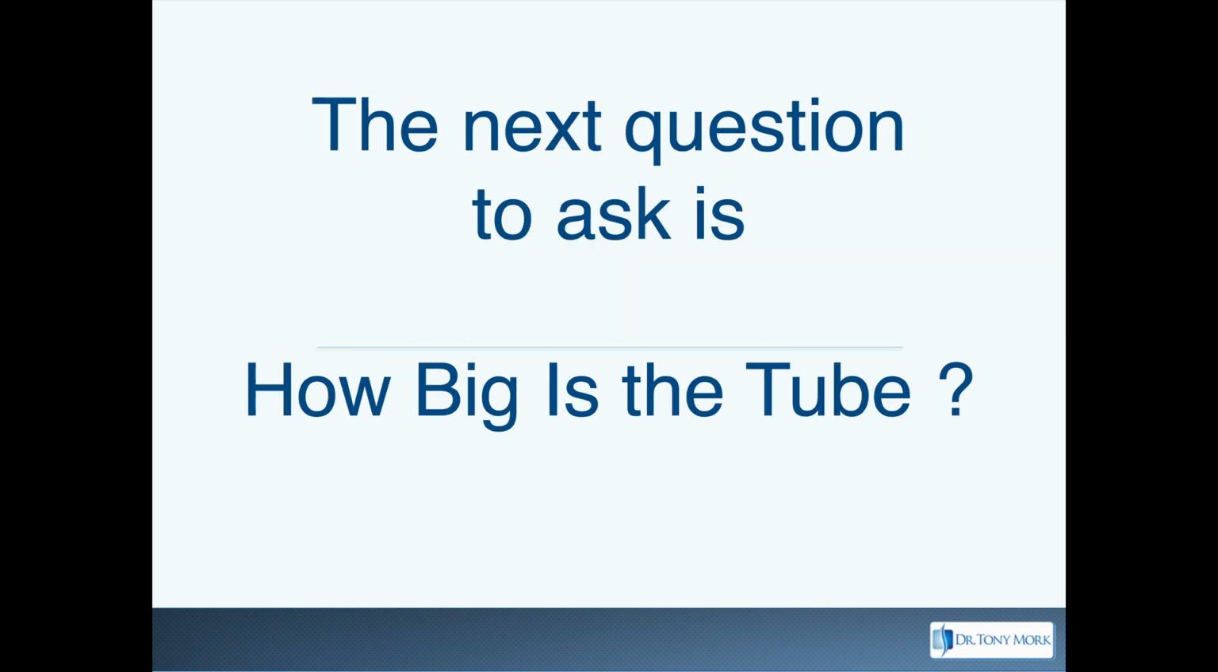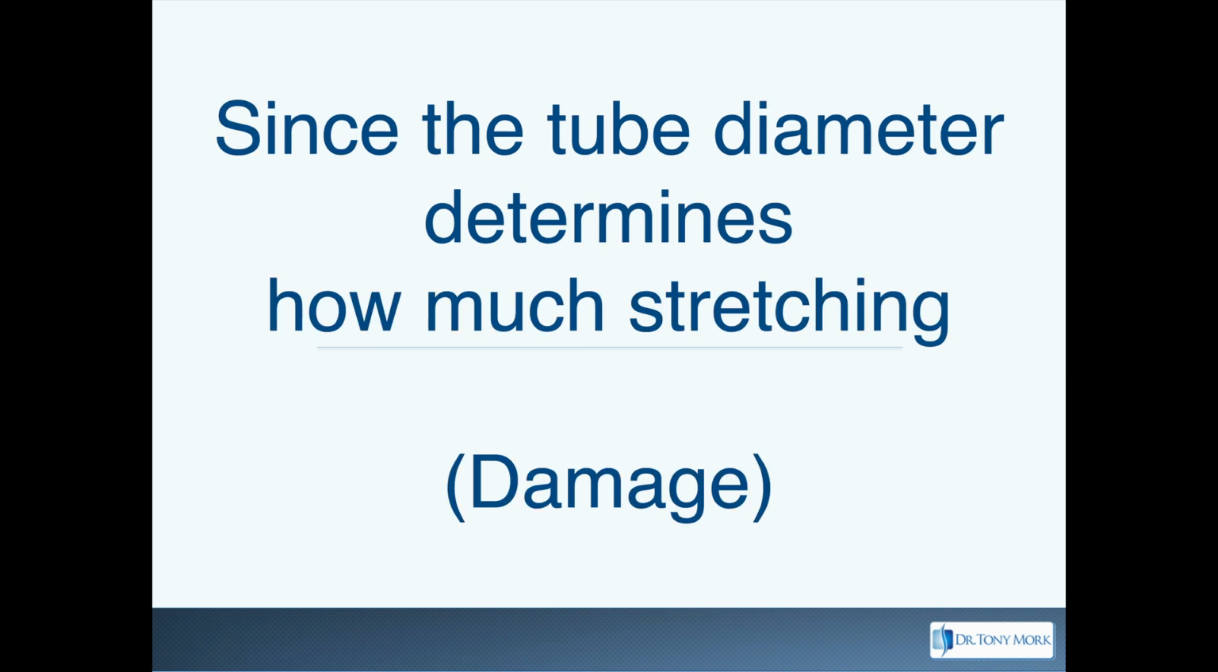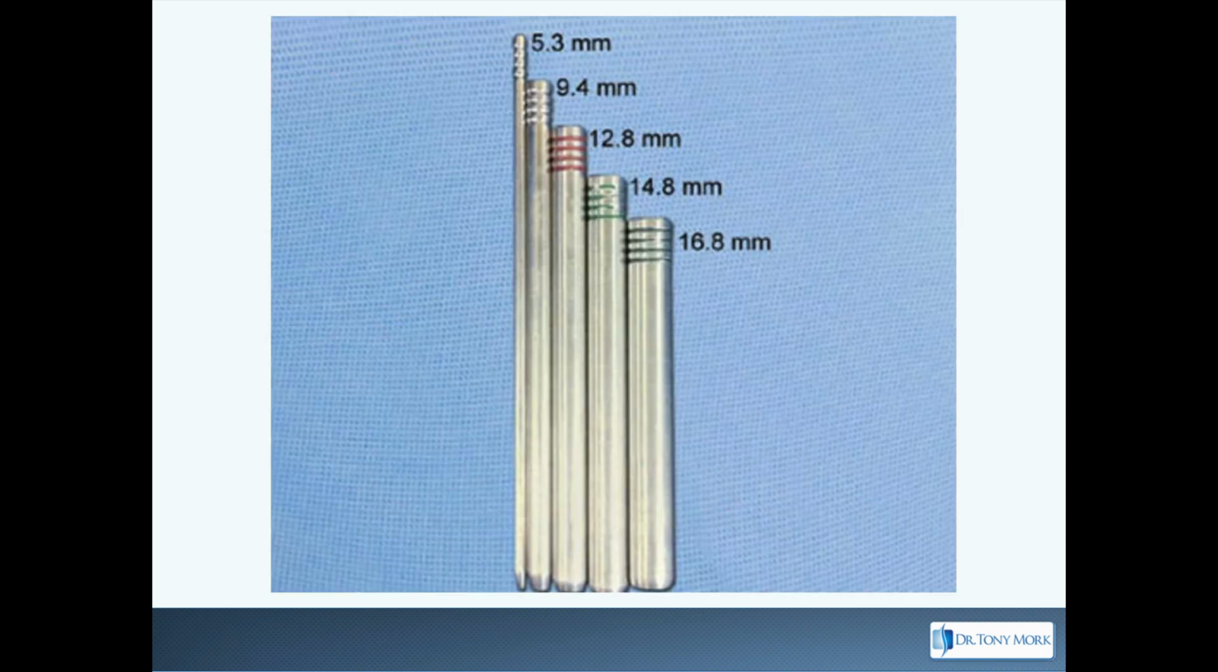The next question to ask is, how big is the tube? The whole idea is to use a small enough tube to perform the surgery, but not so large as to stretch or injure the surrounding soft tissues, the collateral tissues in the area of surgery. So the tube diameter determines how much stretching or damage is going to happen to the surrounding soft tissues, mainly muscles.